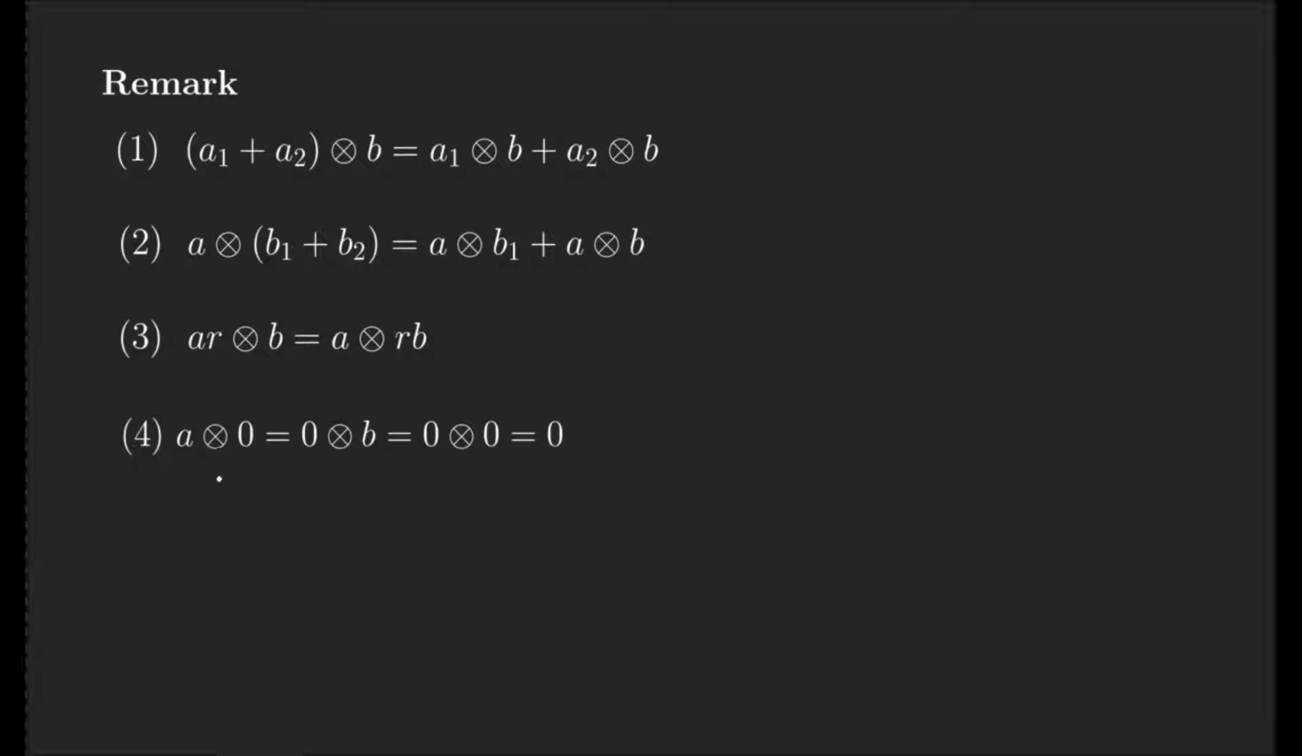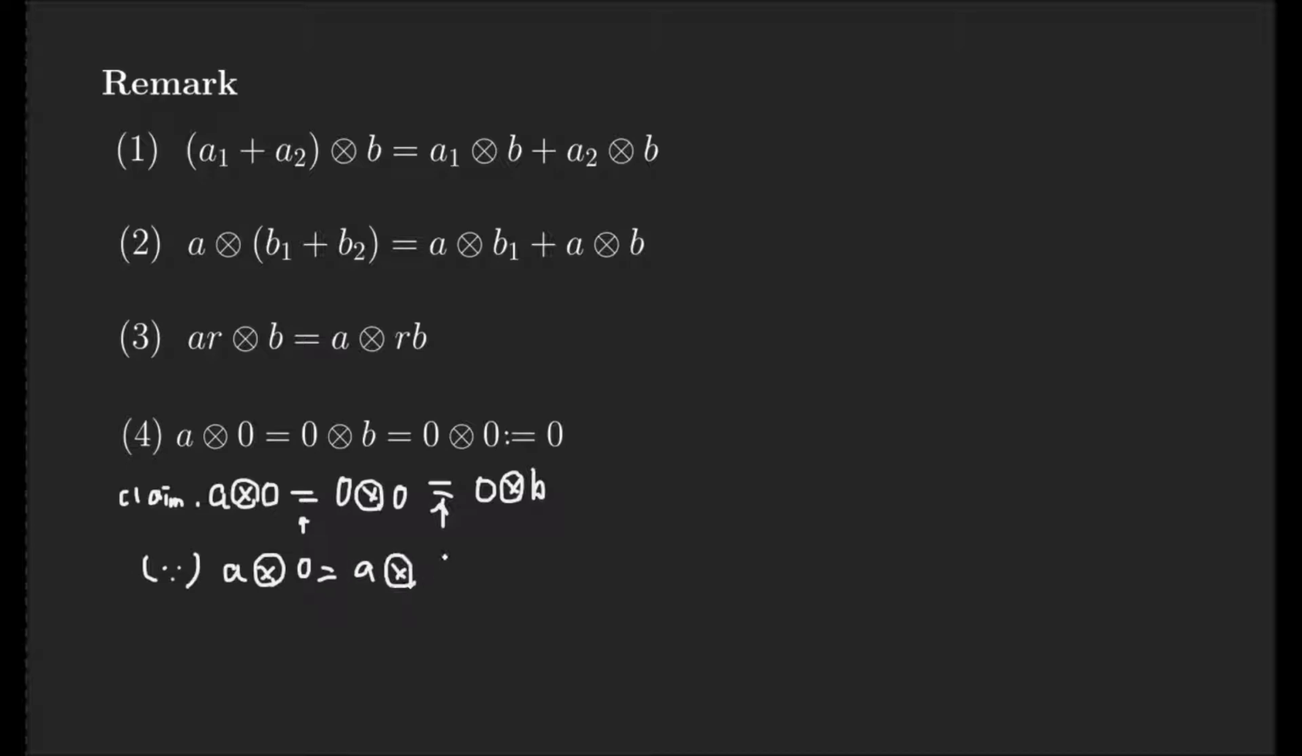In order to prove these properties, first we claim the equality a tensor product 0 is 0 tensor product 0. Of course, this 0 can be written as just 0, and we can prove this equality, and then we can also prove the other equality. We know a tensor 0 means a tensor product (0 plus 0), because of the identity property.